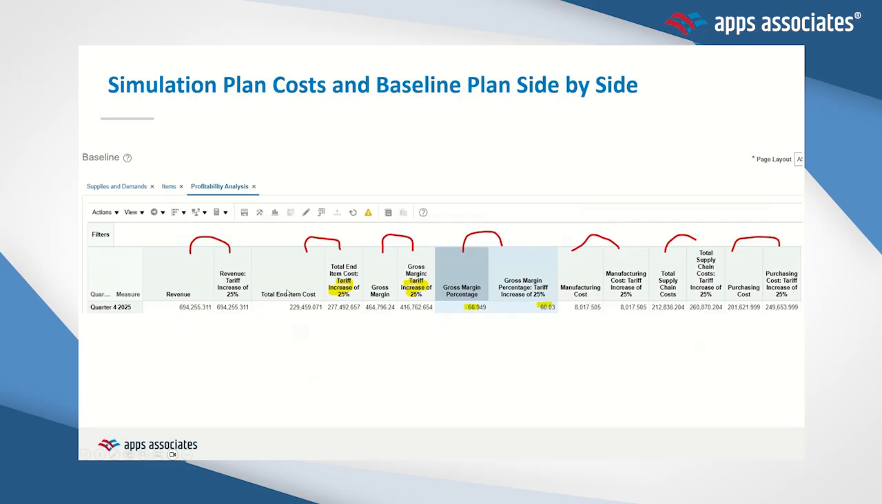You can see in my baseline plan, my end item cost was 229, and then my end item costs for my increase of tariffs have gone up by 50,000 or something like that, which in turn has reduced my gross margins from 464 to 416. And instead of making 66% in my baseline, I've gone down to 60. You can see everything from manufacturing costs, total supply chain costs, purchasing costs. That's where the bulk of the increase in costs has been coming from.